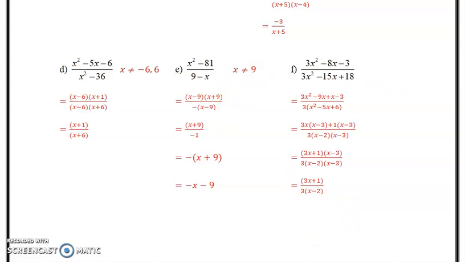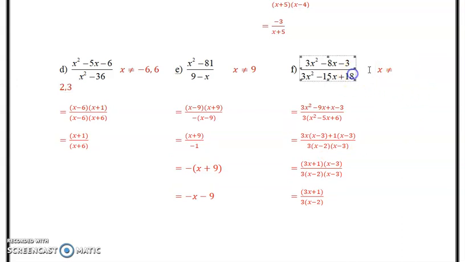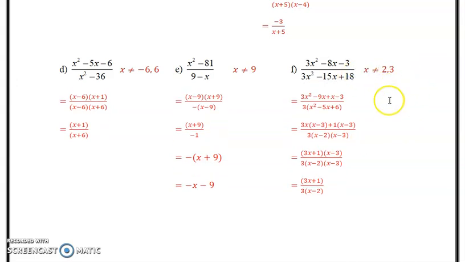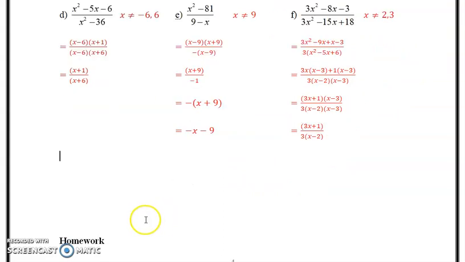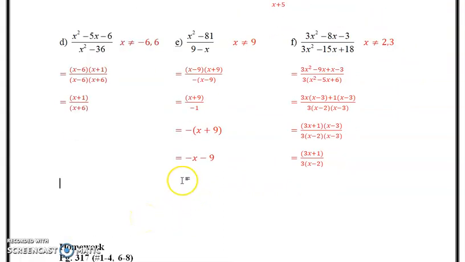A little easier to see now, obviously. Right here, or it's right here. So x can't be 2 because that would give you 0, and x can't be 3, that would give you 0, so it's 2, 3. So here is our simplified expression, and here are the restrictions on the denominator, which cause us to have a 0. So that is E, F, and G.